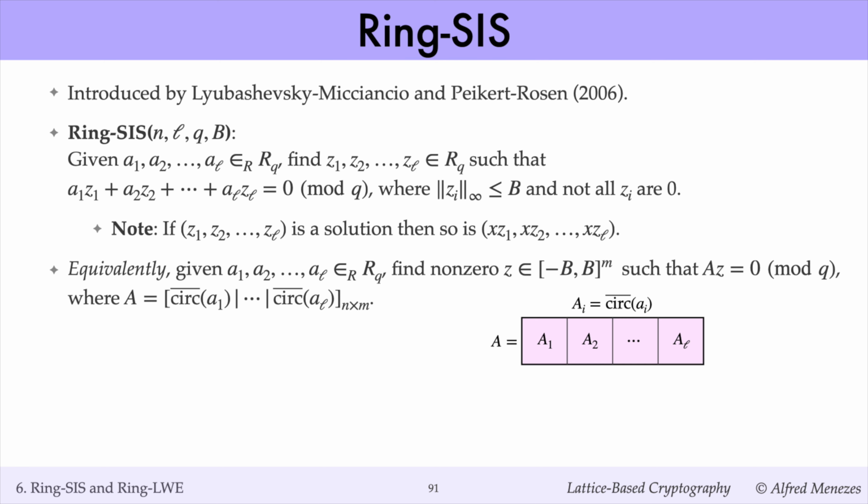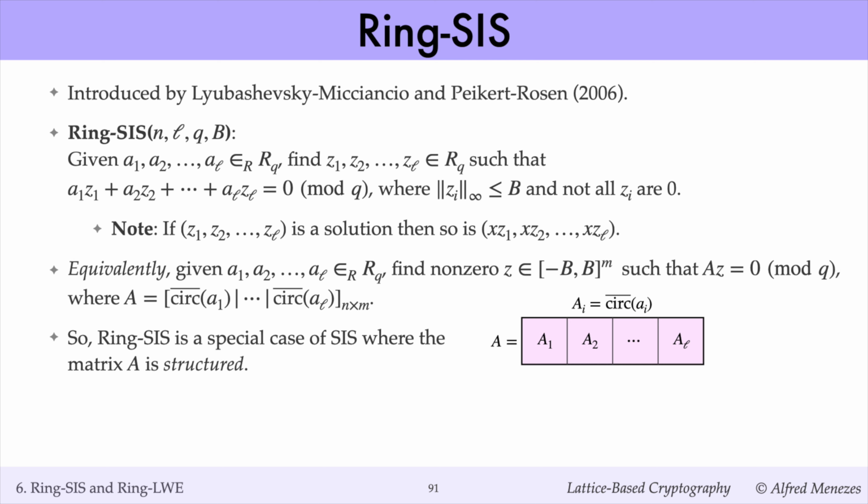The matrix form of Ring-SIS is the following. Let A be the n by m matrix, where m equals L times n, obtained by concatenating the anti-circulant matrices corresponding to the polynomials A1 to AL. Then, the Ring-SIS problem is to find a small vector z in the null space of A modulo Q. So Ring-SIS is a special case of SIS, where the matrix A is structured, namely comprised of anti-circulant matrices.